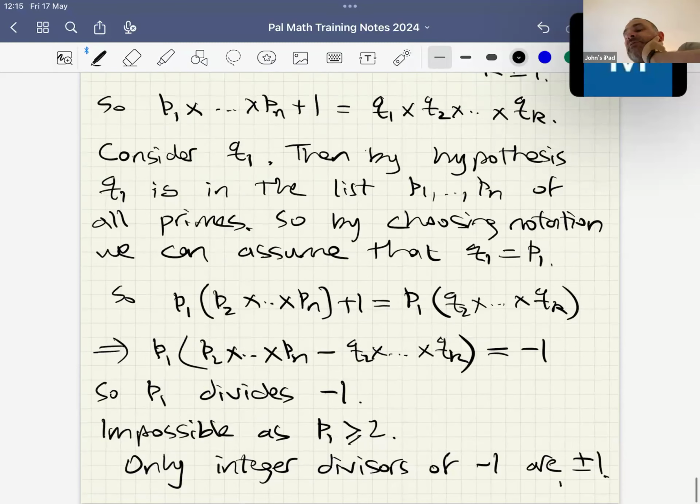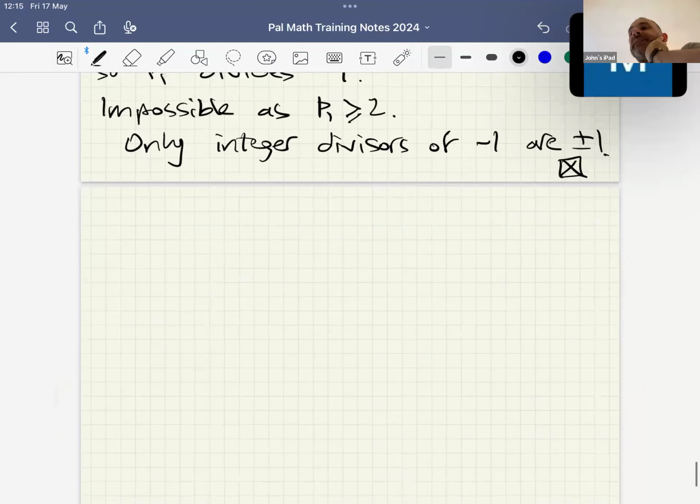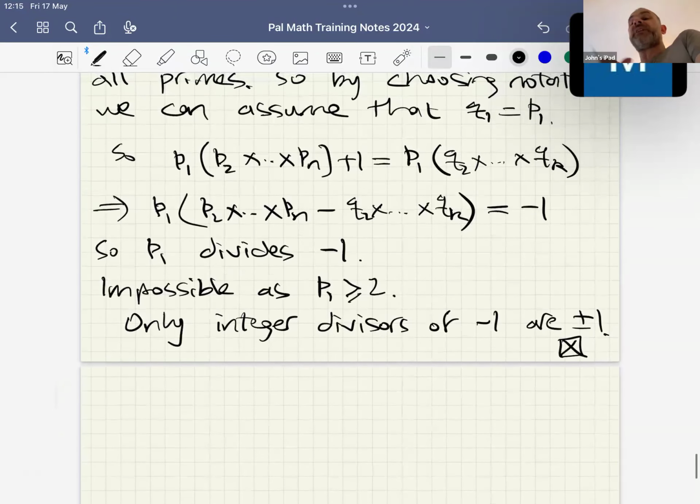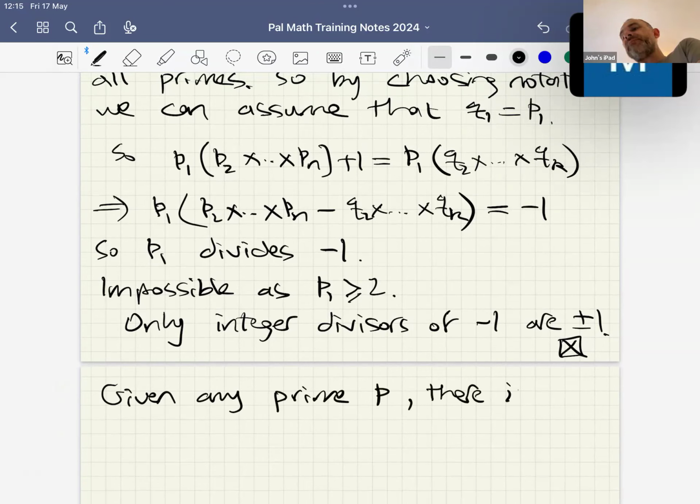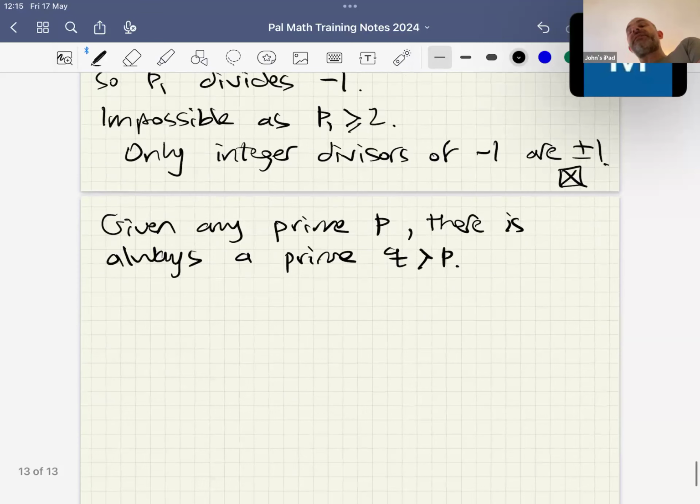Okay, so that's a proof of Euclid's theorem. So there are infinitely many primes. You can always find a prime bigger than any prime that you might know. So given any prime P, there is always a prime Q bigger than P. And just as a matter of interest, I'm just throwing out this fact. There's something called Bertrand's postulate.